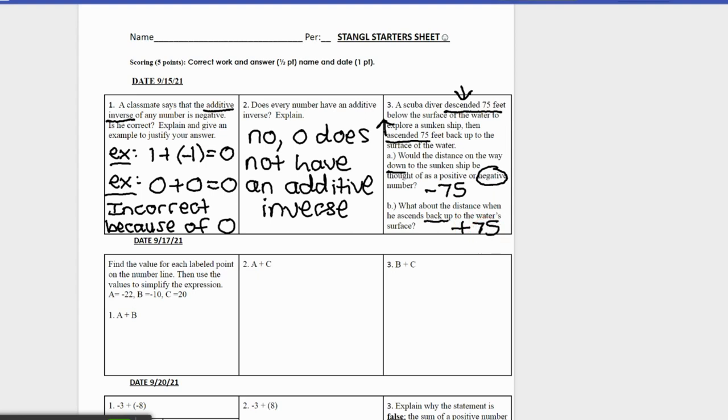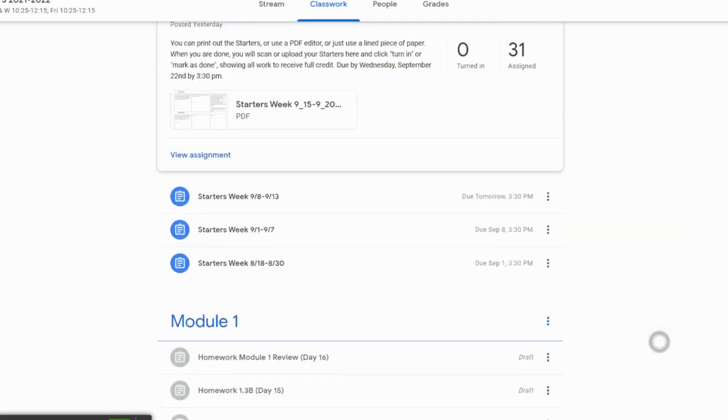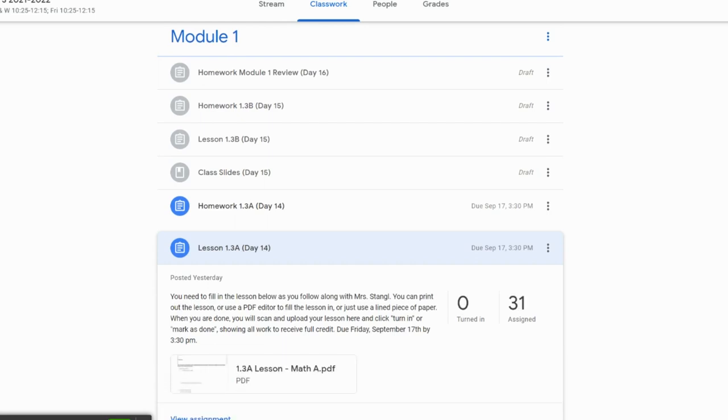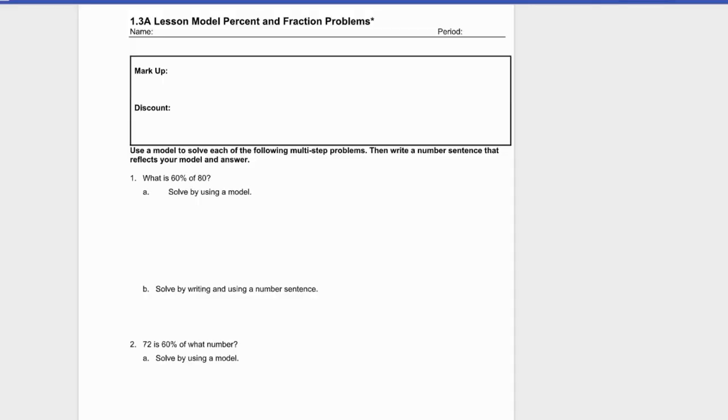All right, so the starters for today are just really quick for you to be thinking about positive and negative numbers that we're going to start talking about in module 2 in more depth. But right now, what I want you to do is go back into your Google Classroom. I do want you to click save. You do not need to turn this in because we turn it in at the end of our weekly long starters. So just click save and exit out of the starters. Go back to Google Classroom and scroll down until you find lesson 1.3a. This lesson we are going to complete together via the recorded video. So open up your lesson 1.3a. You can either be in the Kami Chrome extension or the Google Classroom app.